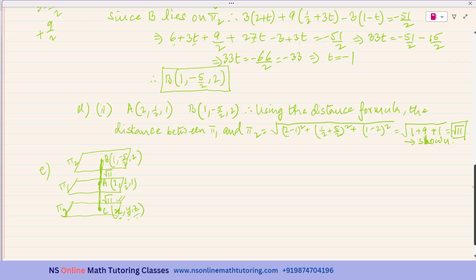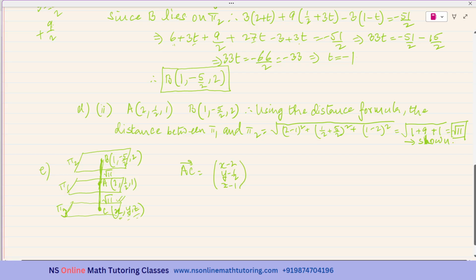I have only the normal vector. I know that AC will be normal to the plane pi 1 or the plane pi 3. So it will be parallel to the normal vectors. This is what I know. So let me use that information. Okay. So AC vector is x minus 2, y minus half, and z minus 1.